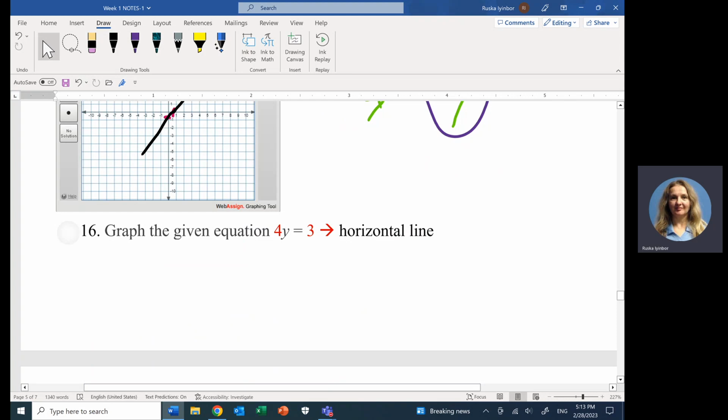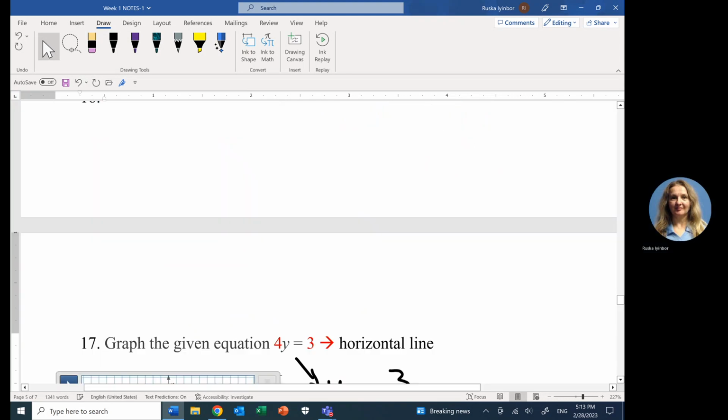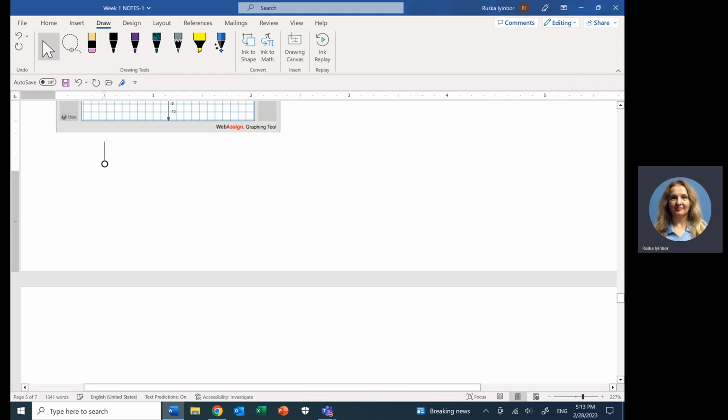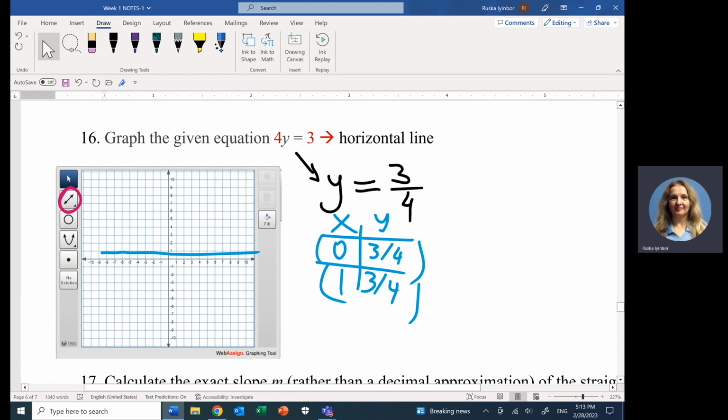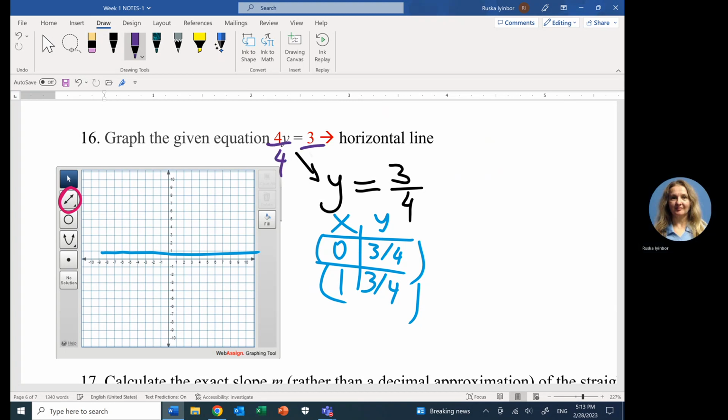The next one is another graph of an equation. Number 16 is another graph, and you do it the same way. Now here, you don't put 0 for x and 0 for y because the equation has only y. So what you're doing, you're going to solve for y. You get y by itself when you divide both sides by 4, and you're going to get y equals 3/4. And how do you graph it? You're going to click at this line here, and then click at any 2 points. I just put 0, 3/4 and 1, 3/4. And that's my graph. Okay.